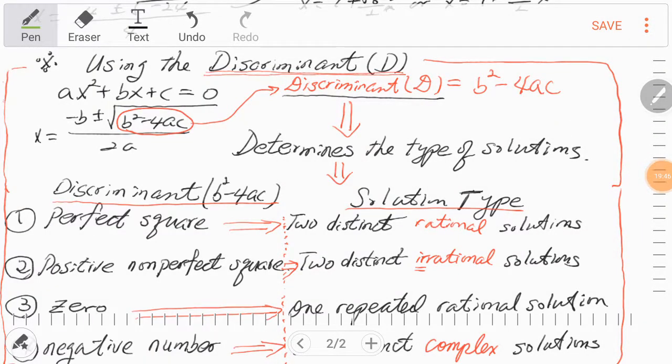Okay, this is the discriminant, the definition of discriminant. The discriminant determines the type of solution. Here is a quadratic equation, and as you can see in this quadratic formula, there is a square root. So just think about the square root. This square root has, okay, let me write it here, square root.